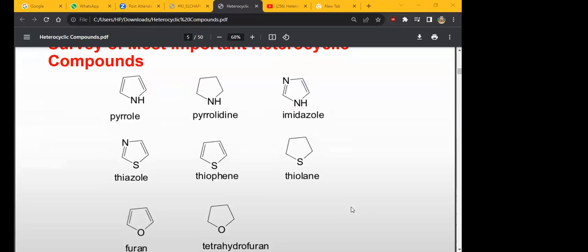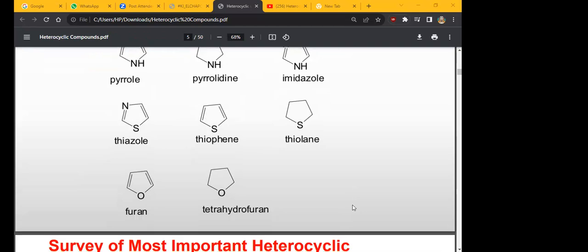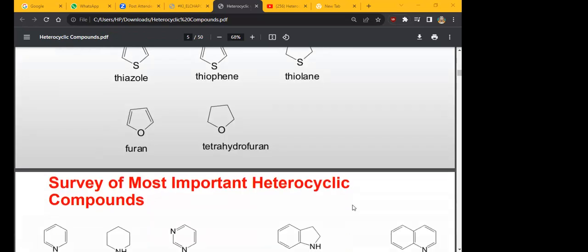Then these are some of the common heterocyclic compounds. I know you might have come across them, especially pyrrole, also tetrahydrofuran. These are very common compounds. You might have come across them when you're going through the papers. So we are going to learn how to name these compounds step by step. Mostly the nomenclature, because most of the questions that I came across were just asking how to name them. So we are going to learn how to name them today.